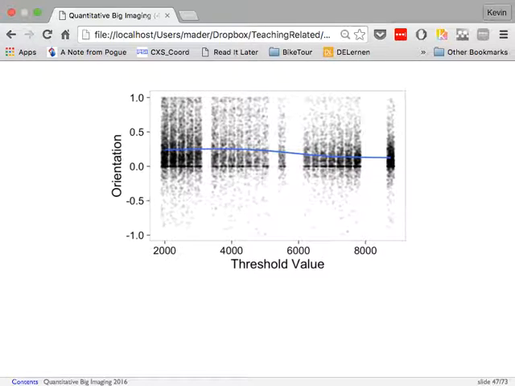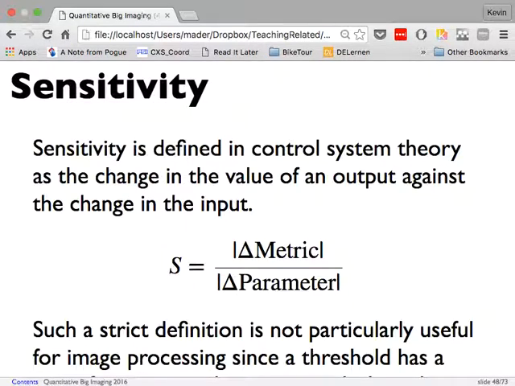If you look at another metric like orientation, which goes between -1 and 1, you can see that the mean value changes much more as you change this threshold. Basically what we want to define here is the idea of sensitivity: how much does a small delta change in your parameter change the output that you're getting at the end?